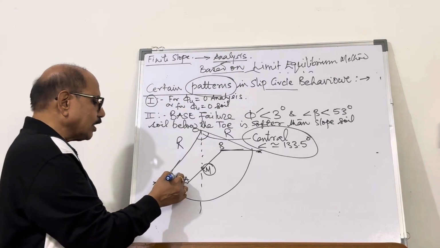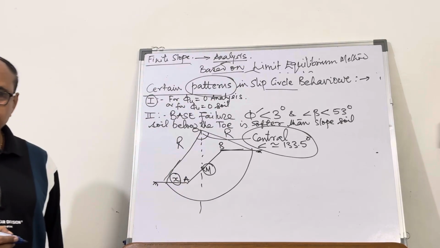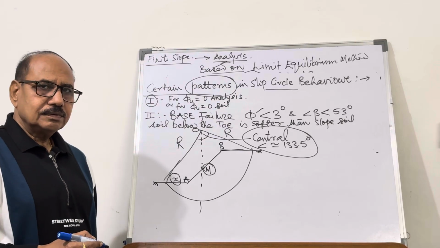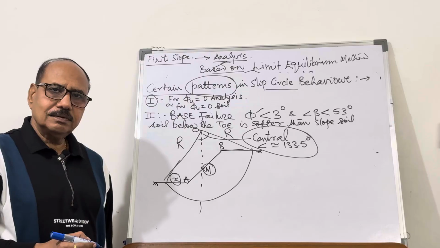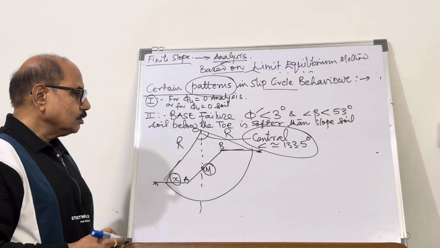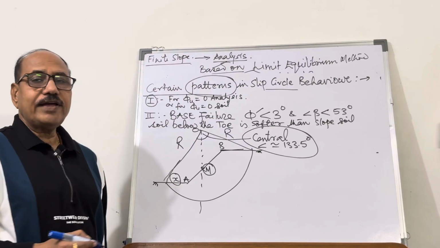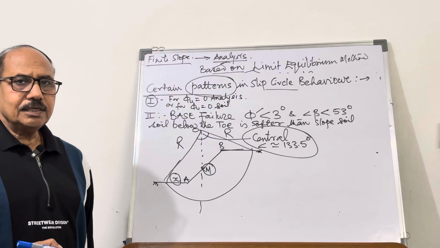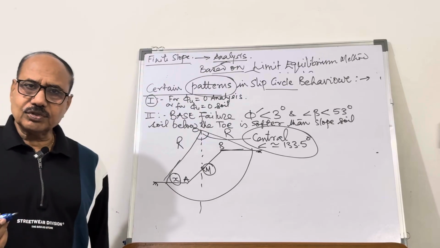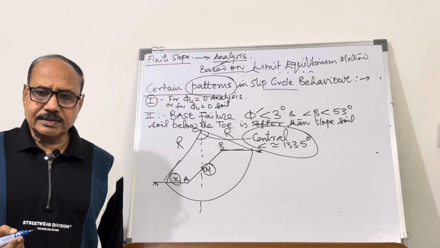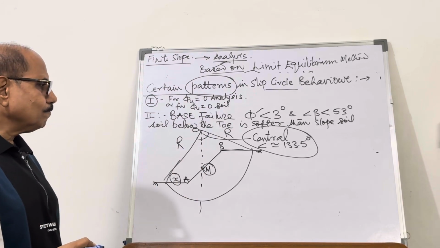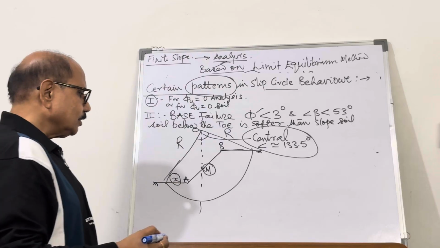And X, of course, you are able to find out from the chart. If you know the depth factor and the slope angle, you are in a position to find out the value of X. In my previous video, you have seen how to make use of the chart. But if there is a firm base, how will you do it?